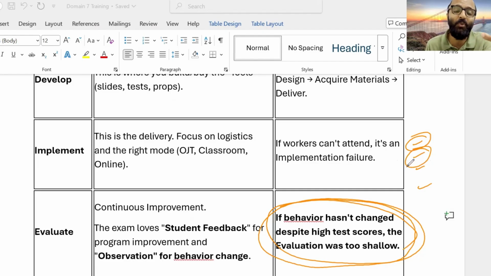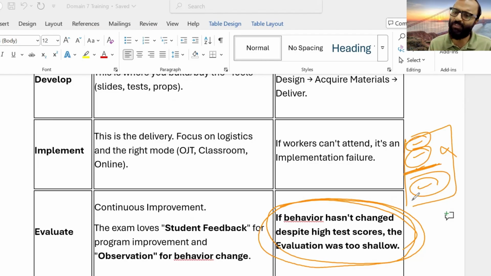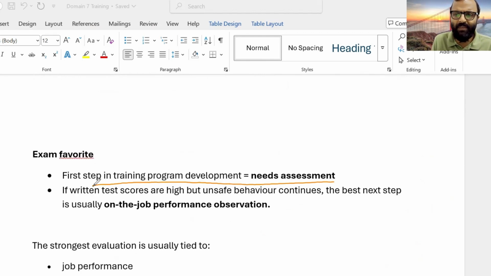Then they are testing your score. If you have got a very high score, but still after going to the site, you have failed miserably, the evaluation is not good. If you are doing properly on the site also, but overall the company does not get any kind of benefit, then what is the use of training? That is Kirkpatrick's model. We will see it in detail. Don't worry. So that is evaluation.